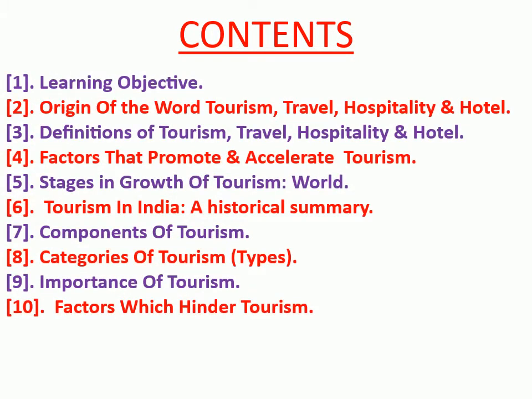Contents. 1. Learning objective. 2. Origin of the word tourism, travel, hospitality and hotel. 3. Definitions of tourism, travel, hospitality and hotel. 4. Factors that promote and accelerate tourism. 5. Stages in growth of tourism, world. 6. Tourism in India, a historical summary. 7. Components of tourism. 8. Categories of tourism, types. 9. Importance of tourism. 10. Factors which hinder tourism.